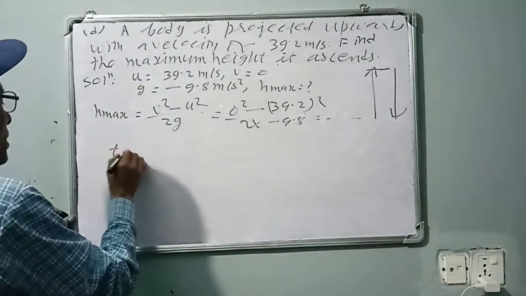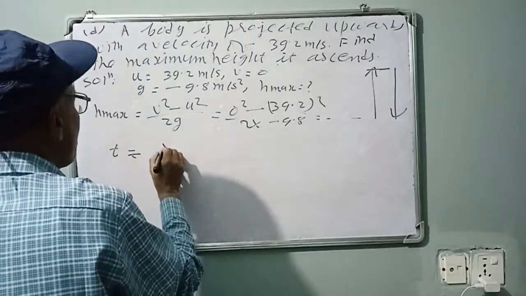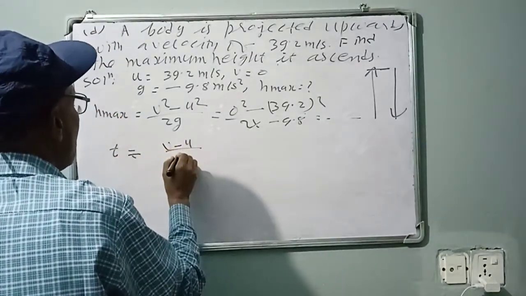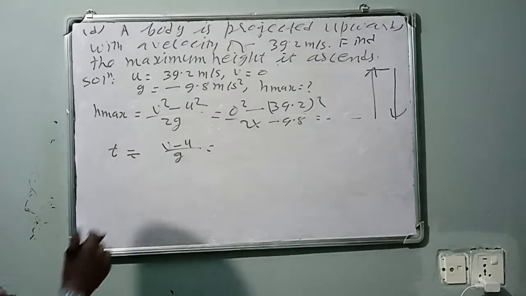How to find the time taken to reach that height? t equals v minus u by g. v given, u given and g given. You can easily find the value of time taken.